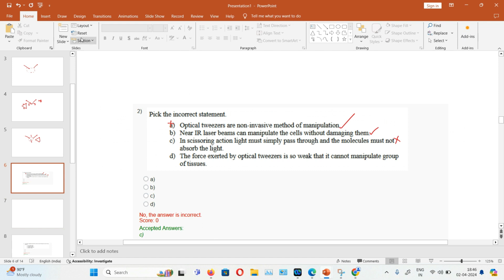This group of tissues depends on the size and other factors, so there is a little confusion on this one. We can say the force exerted is so small that it cannot manipulate a group of tissue, but that is doubtful. So we can put a doubt about this question. It depends on the size of the tissues and other things. Sometimes a group of tissues can also be manipulated if the power of the tweezer is high.